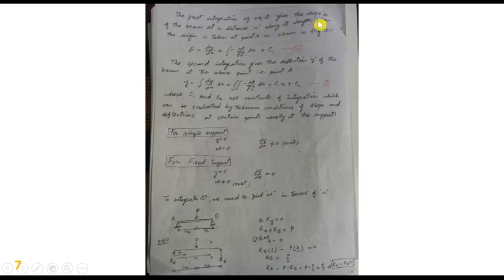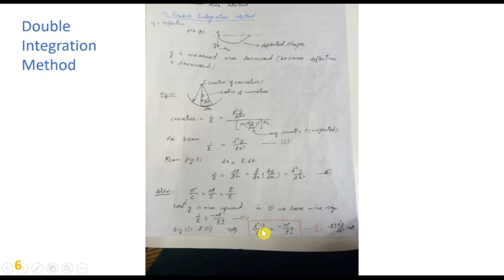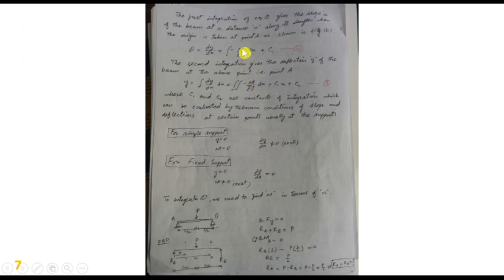The first integration of equation 1 gives the slope theta of the beam at a distance x along its length, when the origin is taken at point A. So theta is equal to dy over dx. Integrating with respect to x gives the integral of minus M over EI dx plus c1, where c1 is a constant of integration. The second integration gives the deflection y of the beam, at the point determined by putting in the value of x. If x is equal to 0, it will be point A. So y is equal to the double integral of minus M over EI dx plus c1x plus c2.